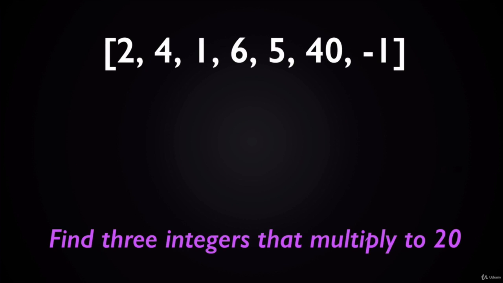This is a problem that's similar to the last problem, but instead of finding two integers that multiply to 20, you're supposed to find three integers that multiply to 20 out of the given array.